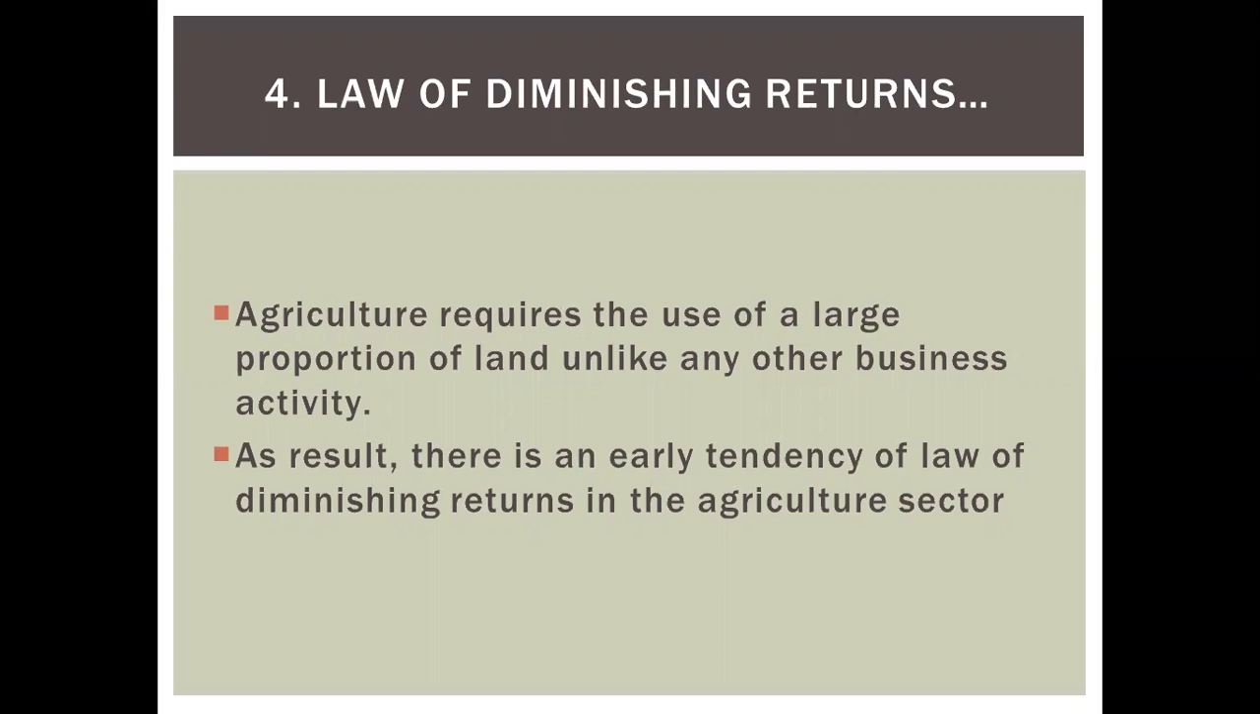Diminishing returns happens in all sectors, but it comes in the agriculture sector very early. Why does it come in the agriculture sector very early? The reason is that in the agriculture sector, the main input is land, but land is fixed in its quantity. Therefore, as we use more and more land, there is the possibility of the law of diminishing returns to scale occurring at an early stage. Agriculture requires the use of a large proportion of land, unlike many other business activities. As a result, there is an early tendency of the law of diminishing returns in the agriculture sector.